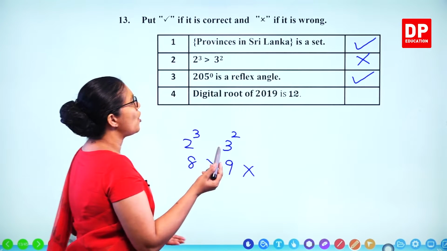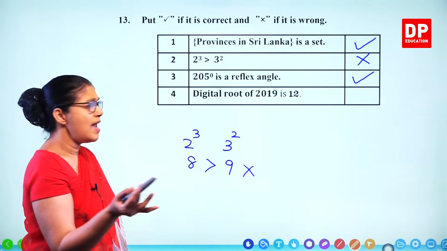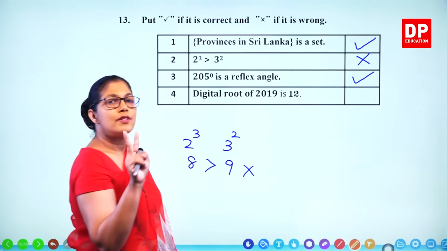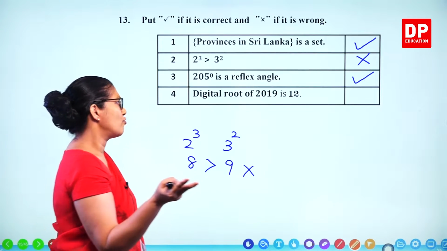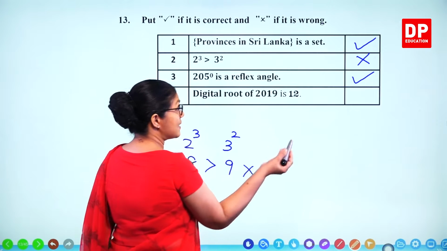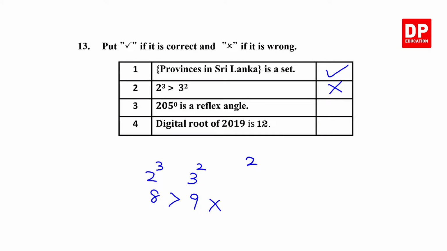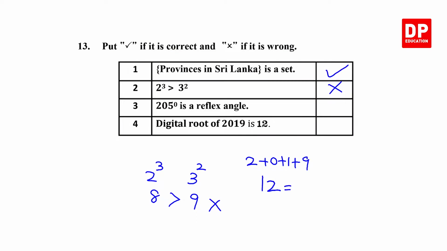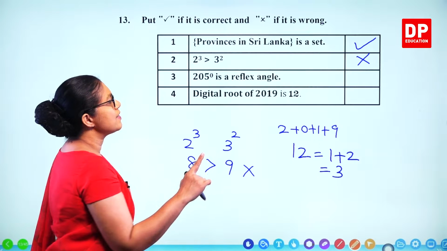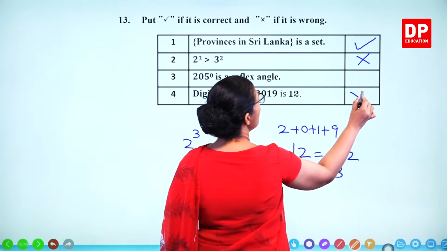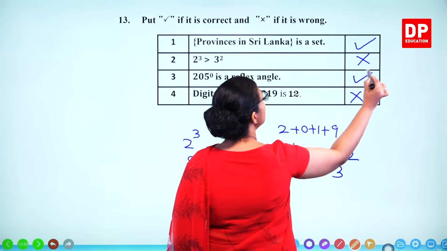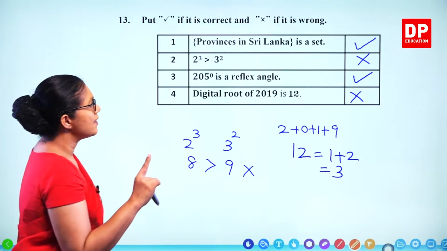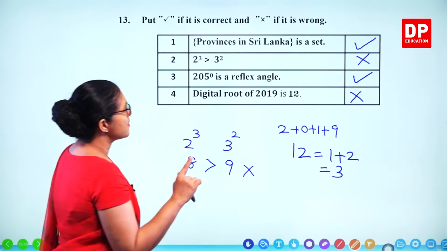Digital root of 2019 is 12. Anyway, you can't have 2 digits for digital root. So anyway, it's wrong, but we'll find out what's the digital root. 2 plus 0 plus 1 plus 9. 9, 10, 12. 12 means you have to add 1 and 2 again. 3. Digital root is 3. So this is wrong and this is reflex angle. Yes. So those are the correct answers.